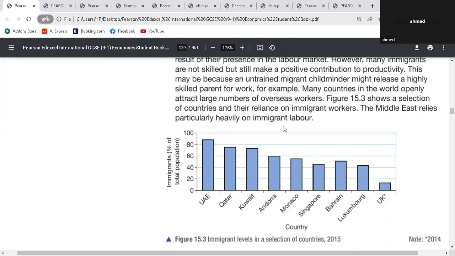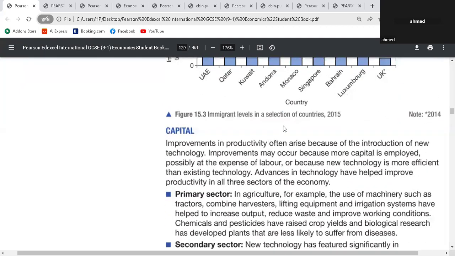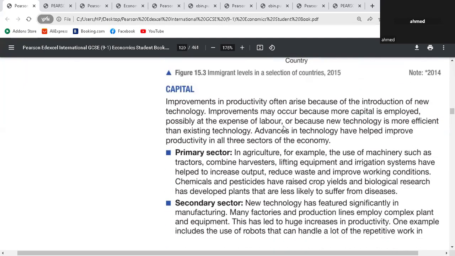Okay, is it clear? Clear. Any question about that? So far, no question, Mr.